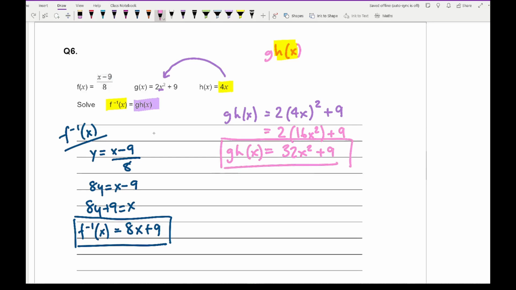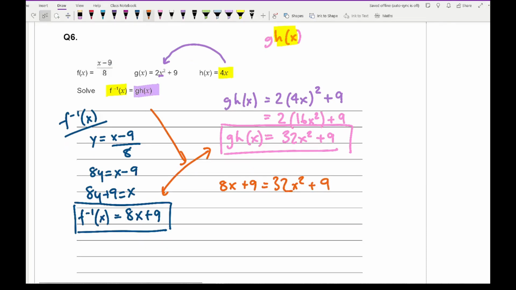So now all that's left for me to then do is make them both equal to each other, these two things here. And what that leaves me with is 8x plus 9 is equal to 32x squared plus 9. And then all I then need to do is solve this. So here we want to take all of this over to the other side. So we want to take away 8x and minus 9.